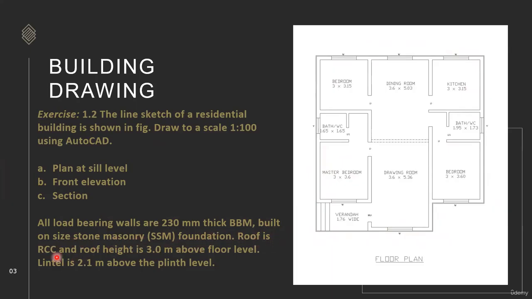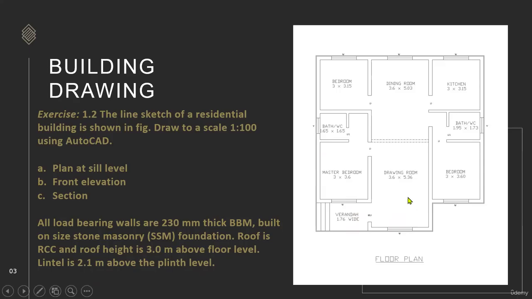Okay, so roof is RCC. Above this one there is an RCC roof slab, and roof height is 3 meter from the floor level. From the floor level, the height of the roof you can consider as 3 meter, and lintel is 2.1 meter above the plinth level. Clear? Lintel is 2.1 meter above the plinth level. Okay, so this is our given question.